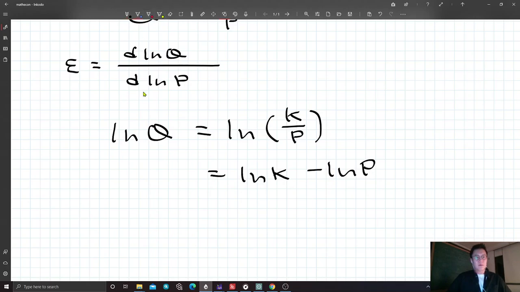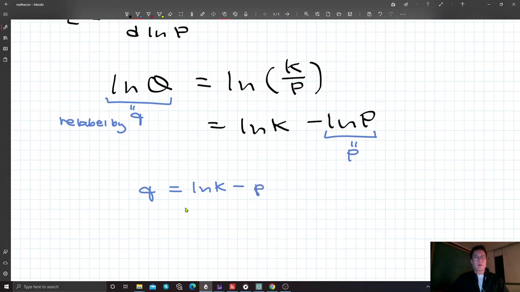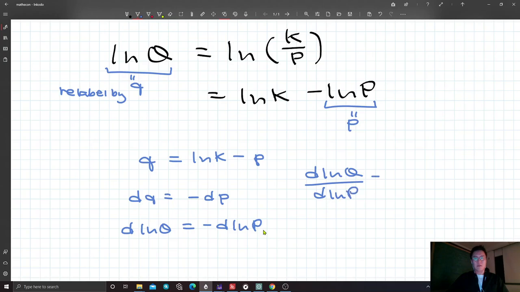And then let me relabel ln Q by small q and ln P by small p. So then it gives me small q equals ln K minus small p. And then finding the total differential, q becomes dq. K is a constant, so it goes away. And p becomes negative dp. Now substituting back the ln q and ln p, we obtain d ln q equals minus d ln p. So dividing both sides by d ln p, d ln q divided by d ln p gives me negative 1.